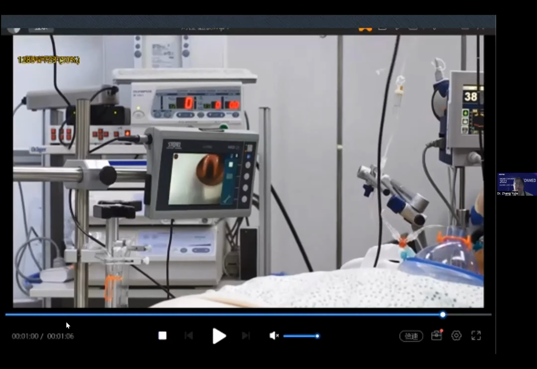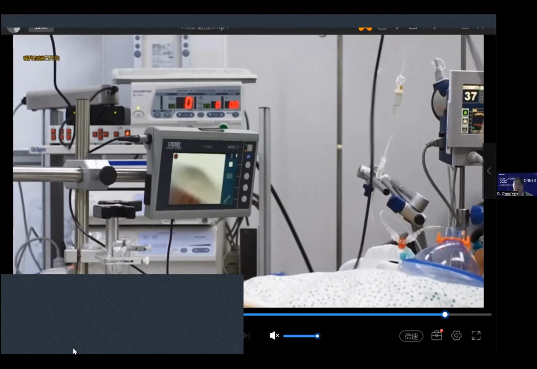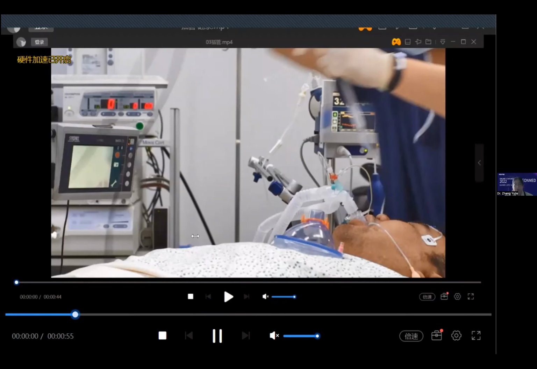So the next one is the intubation. We again use a bronchoscope to guide our endotracheal tube. Okay, next video, yes.